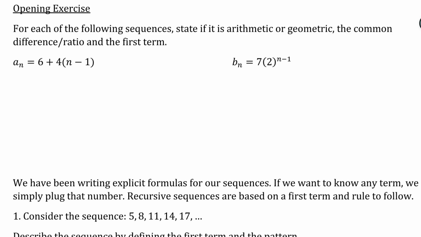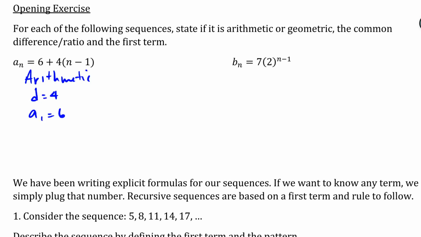So in the opening exercise, it asks us to just go through and determine if each sequence is arithmetic or geometric, and find the common difference or ratio, and also the first term. So essentially, it's just asking us to understand, do you know what the formulas represent? So looking at something like a sub n, it is going to be an arithmetic sequence. I know that the common difference is going to be 4. And I know the first term is going to be 6.